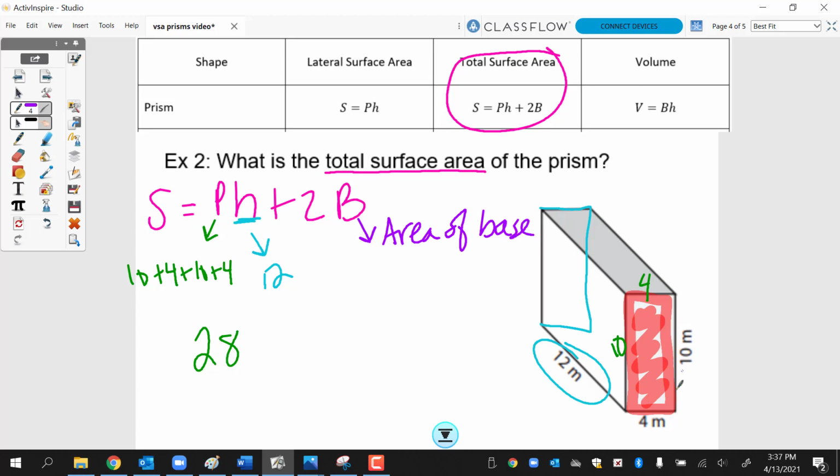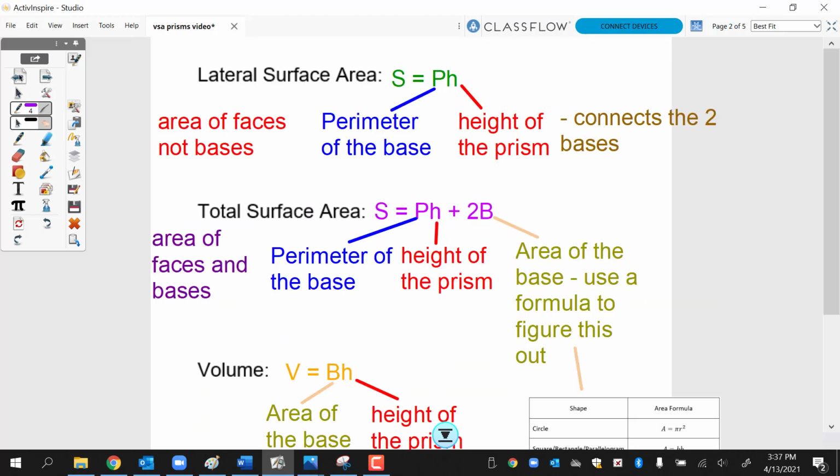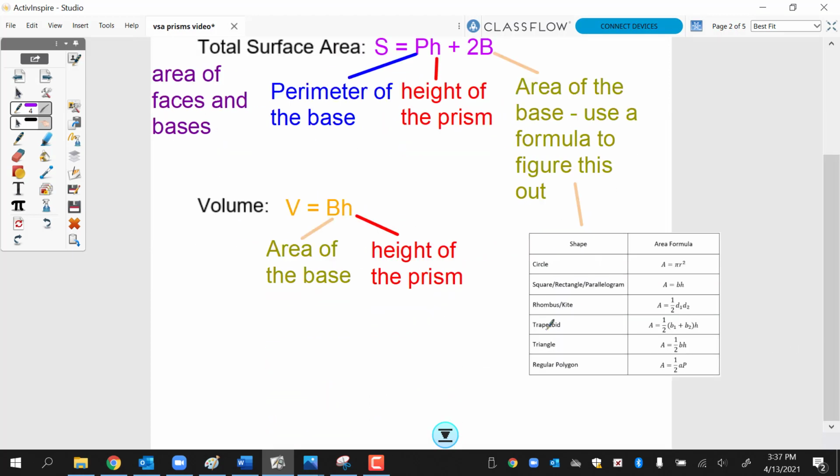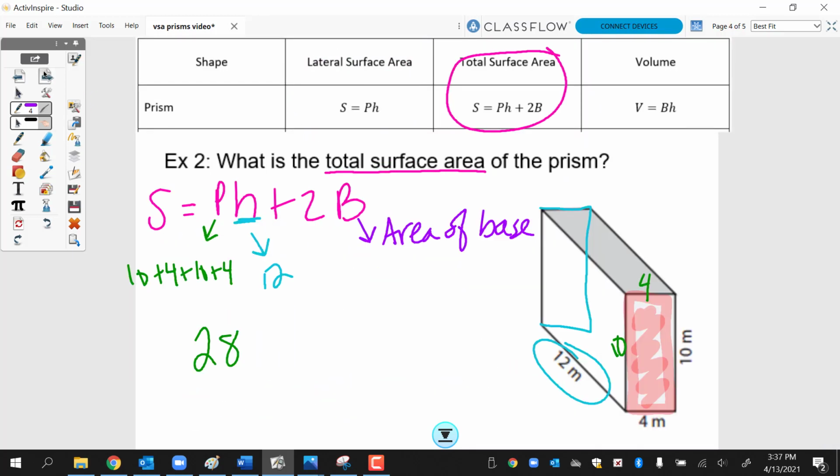Okay, now my base is right here. So what shape is my base? It's a rectangle. So let's look up the formula for area of a rectangle. I put it on this page. So area formula for a rectangle. Square, rectangle, parallelogram, boom. A equals BH. So when it says A equals BH, those B and H, this is the base of the rectangle and the height of the rectangle. So my base and height of the rectangle are 10 and 4. So I'm doing 10 times 4. If you do not know, 10 times 4 is 40.